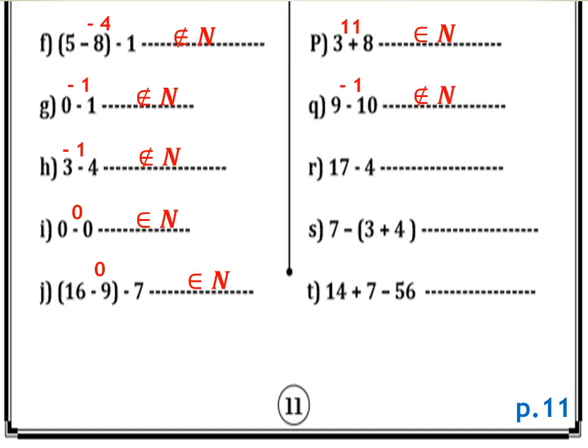In letter R, 17 minus 4 equals 13, and 13 belongs to N. Letter S, 7 minus 3 plus 4 between brackets equals 0, and 0 belongs to N. Letter T, 14 plus 7 minus 56 equals negative 35, and negative 35 doesn't belong to N.